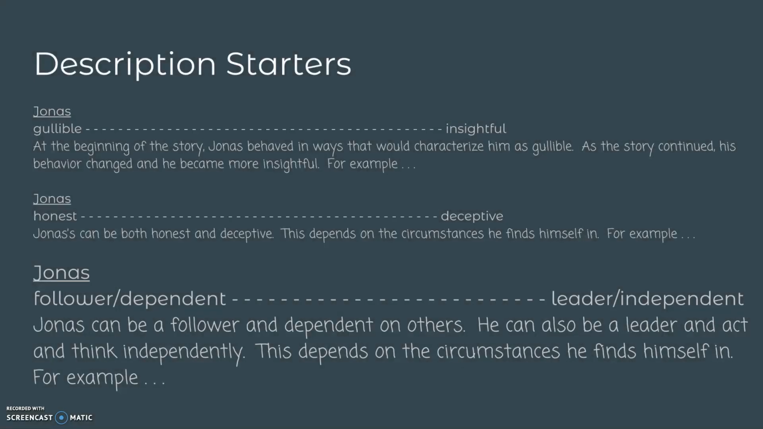And the last example. Jonas can be a follower and dependent on others. He can also be a leader and act and think independently. This depends on the circumstances he finds himself in, for example. So then you would need to give examples of how Jonas is a follower and is sometimes dependent on others. Examples of how his behavior is kind of in the middle of this spectrum. And examples of how his behavior is on the far right end of the spectrum, showing him as an independent leader. Remember, you need to write at least one page.